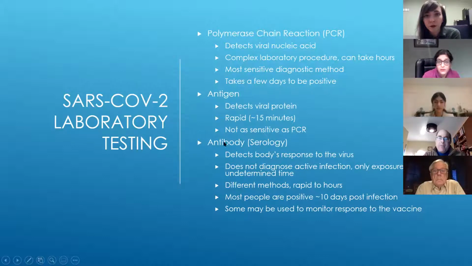But following a vaccine, we may want to do an antibody test, and this will actually look for the antibody response to the virus or to the vaccine. And here's where we're going to have a little bit of difficulty with the antibody test, and I'll mention this in the next few slides.